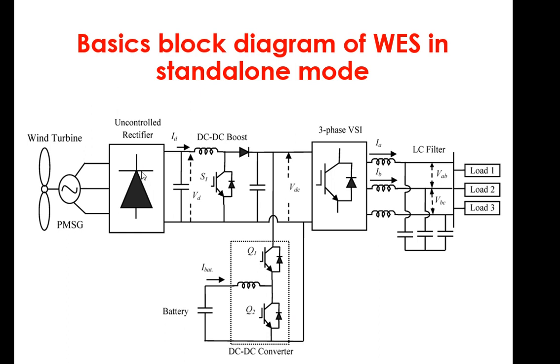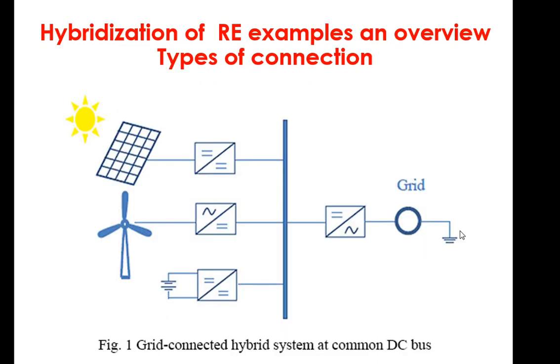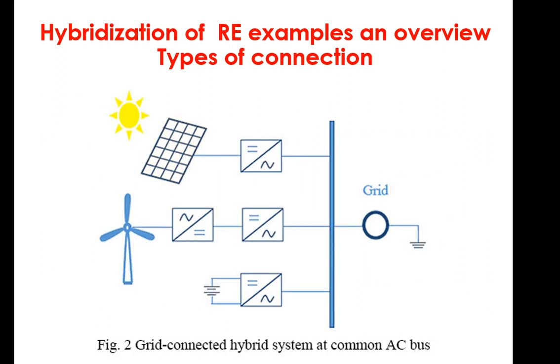So this is for a small community, a small rating wind generator system with battery backup, which is connected with the 3-phase voltage source inverter, and through a proper amount of filter it is fitted with the load. So these are the typical hybrid systems. Let's have a look at this.